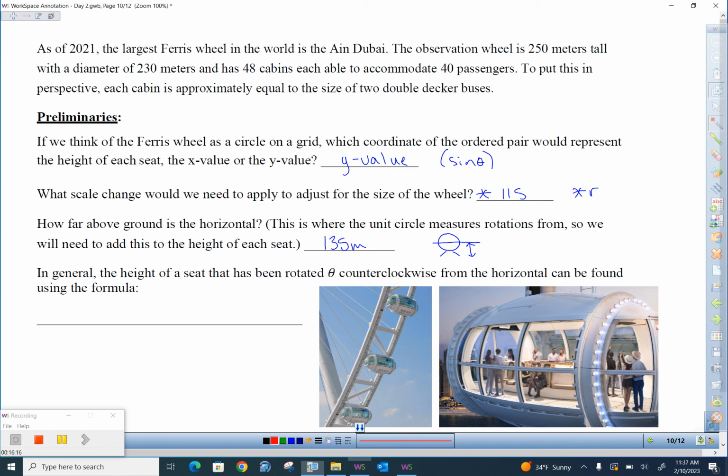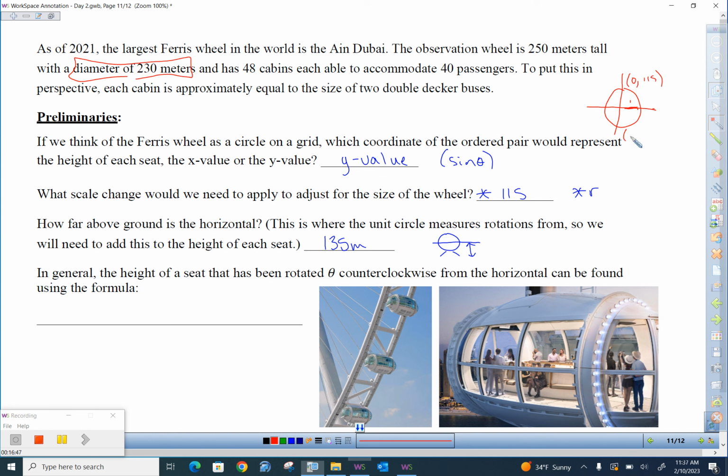Then the next thing was our scale change. We didn't want this radius to be just one unit. We needed it to be a radius that's relevant to here. They gave us the diameter. We can split that in half to get the radius of 115. Right now we've changed our scale and we know we're focusing on y, but this would be the ordered pair 0, 115.